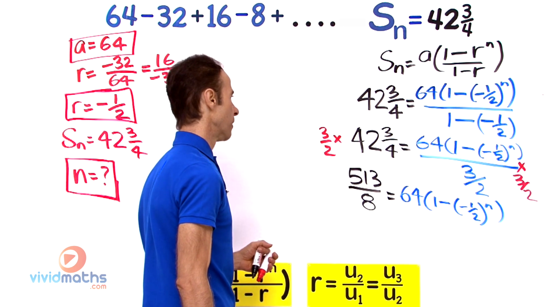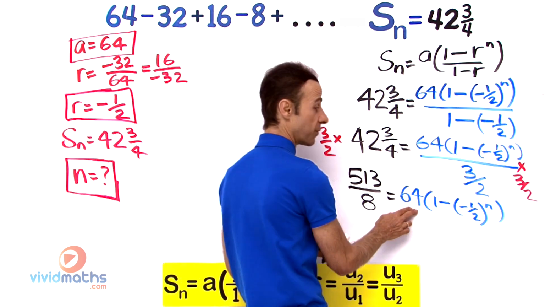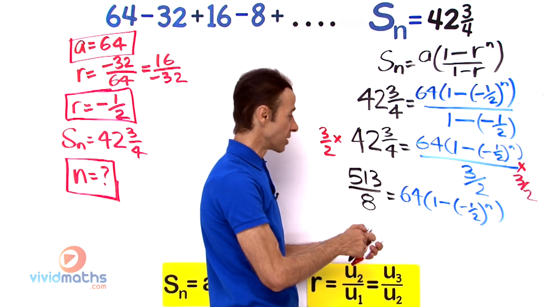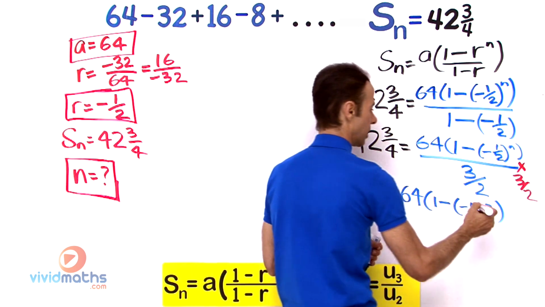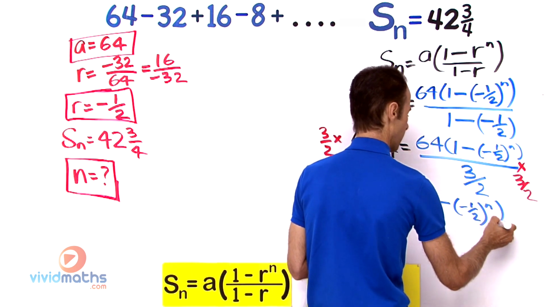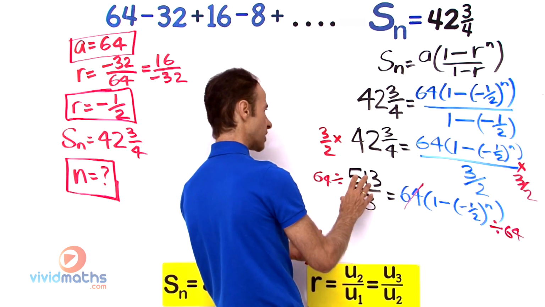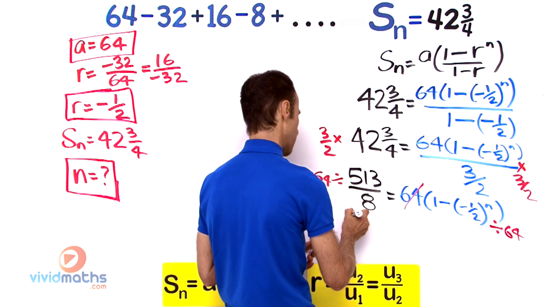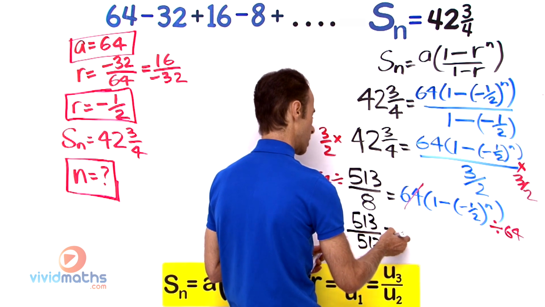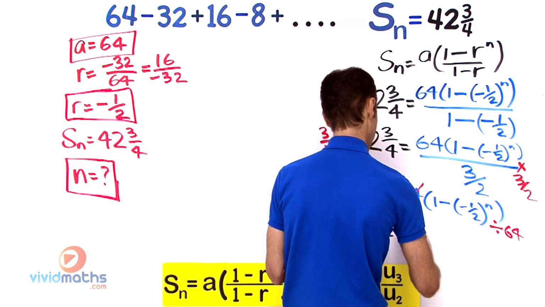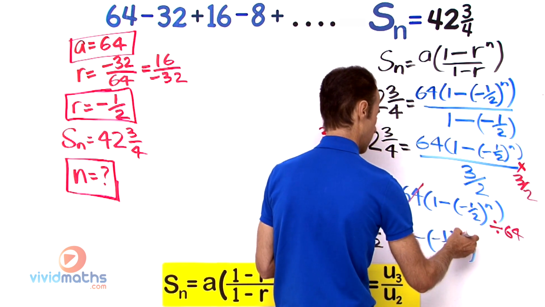There's an opportunity here for us to divide both sides by 64. Let's get rid of that 64 right over there. So we'll divide both sides by 64, and that'll cancel that there. That'll give us up here on this side 513 over 512, which equals 1 minus negative 1/2 to the power of n.